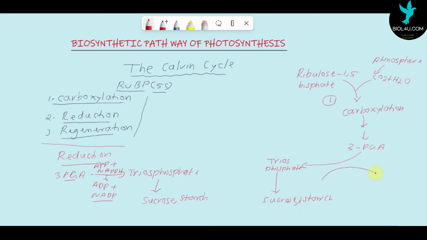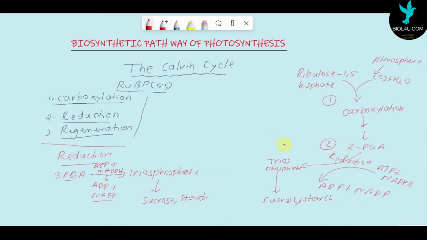Here the reaction taking place is ATP plus NADPH, which is oxidized, producing ADP plus NADP. Okay, this product is transferred to the light reaction. So this is the second process, that is known as the reduction process. So this is the reduction, the second stage, that is the reduction. So this is stage number 2.